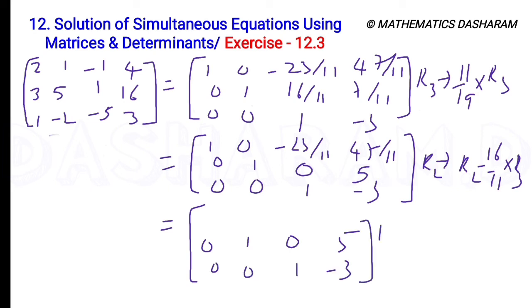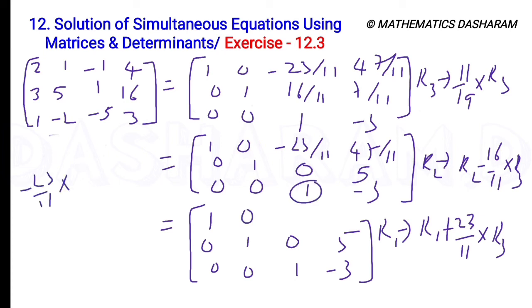Now R1 is replaced with R1 plus, because it is already negative, that is why plus 23 by 11 into R3. See here R1 is 1 and R3 is 0. So 1 plus 23 by 11 into 0 is 1. Next 0 plus 23 by 11 into 0 is 0. Here minus 23 by 11 into R3 is 1. So 1 into 23 by 11, so it is also 0.